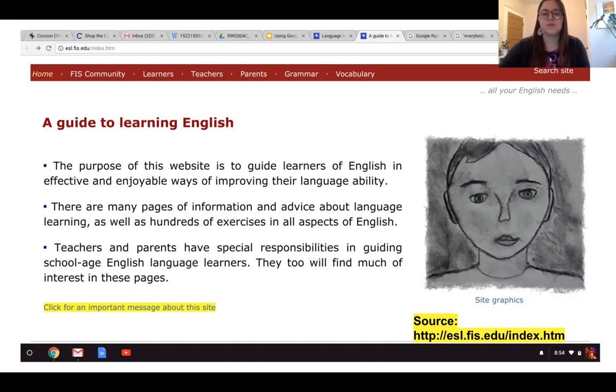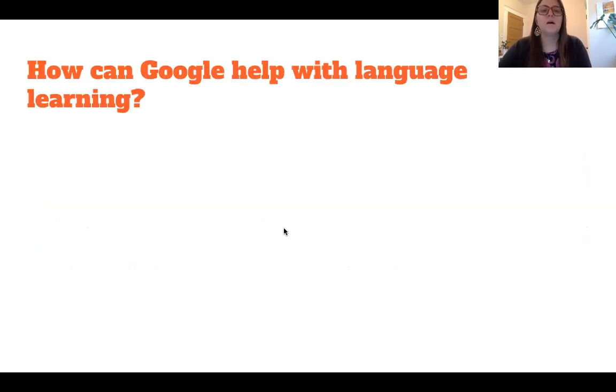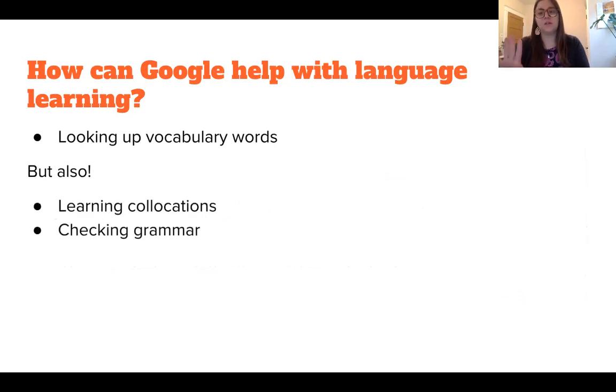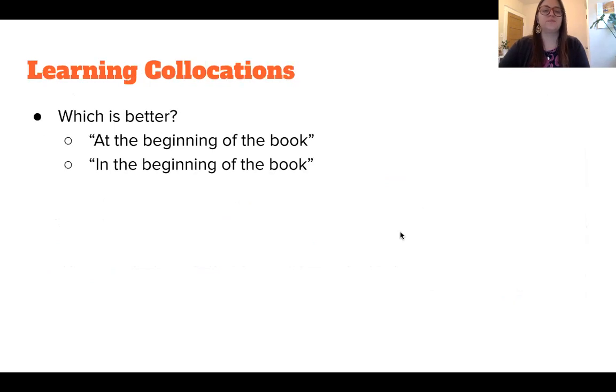So I just wanted to give credit to this website here because some of the ideas in this presentation, I had the ideas, but I used this website to help me construct them. All right, so how can Google help with language learning? And this is actually adapted from a lesson I've given to students. You can look up vocabulary words, but also you can learn collocations. Of course, this would follow a lesson where you teach students what collocations are, and you can check your grammar.